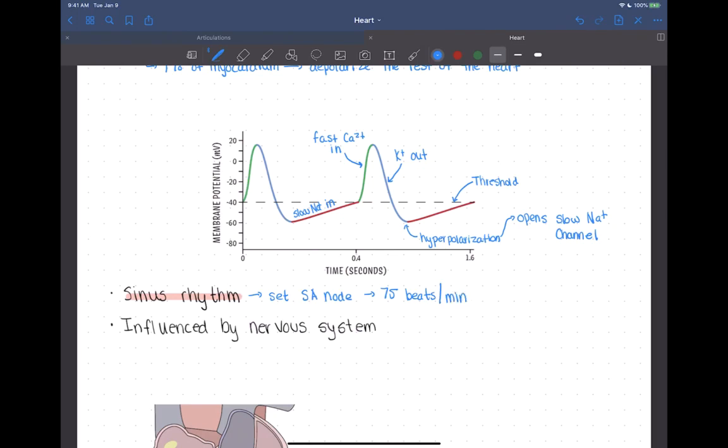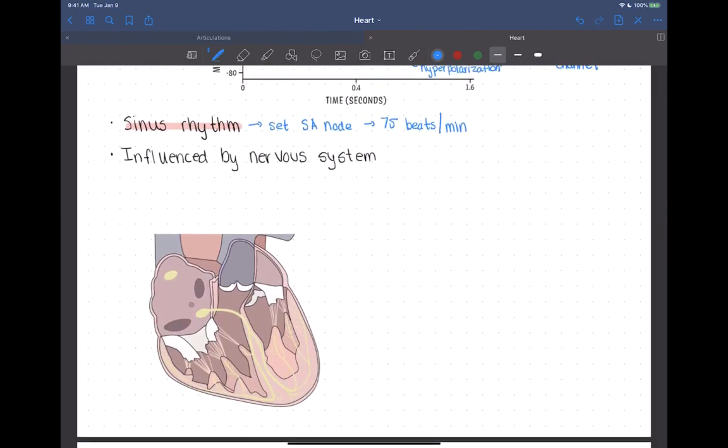Okay, so let's look at the actual conduction system of the heart and where these structures are located. If we look at a picture of the heart like this, these green structures are going to be the conduction system of the heart. So the SA node we've been talking about, the sinoatrial node, is going to be located up here, right? So that's the sinoatrial node. And it has those pacemaker cells, and they fire 75 action potentials every minute to set that sinus rhythm.